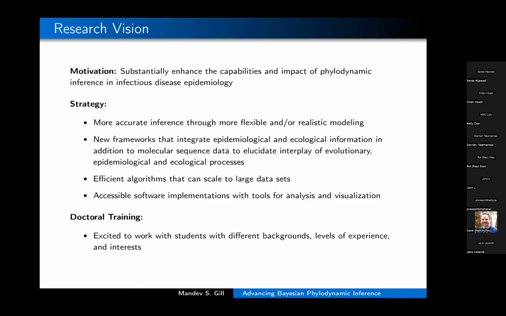And as far as doctoral training, this research has several different and important aspects: new statistical methods, computing and software development, and important questions in biology that motivate everything. And I'm excited to work with students who come from different backgrounds and are interested in different aspects of this program.